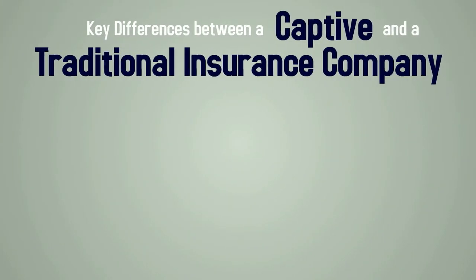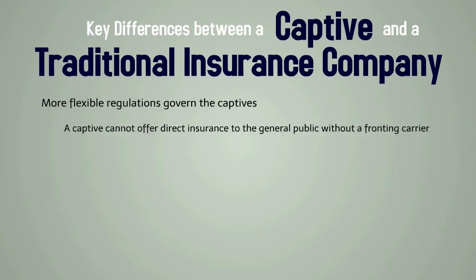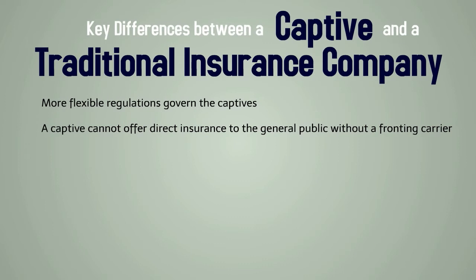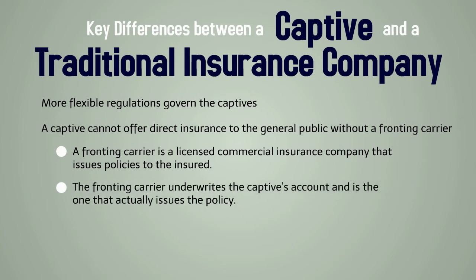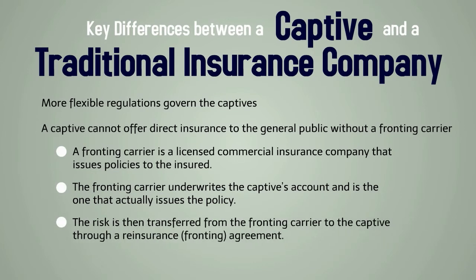There are some key differences between a captive and a traditional insurance company. More flexible regulations govern the captives. A captive cannot offer direct insurance to the general public without a fronting carrier. A fronting carrier is a licensed commercial insurance company that issues policies to the insured. The fronting carrier underwrites the captive's account and is the one that actually issues the policy. The risk is then transferred from the fronting carrier to the captive through a reinsurance or fronting agreement.